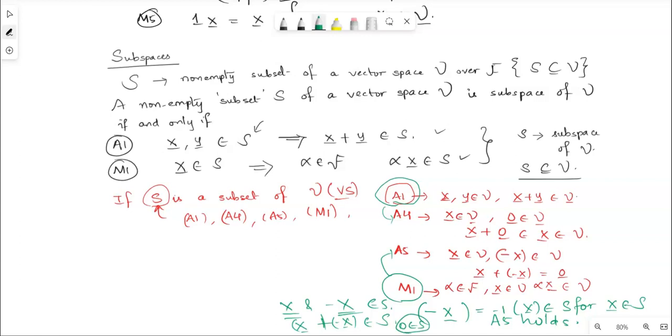So to check whether a subset of the vector space V is a subspace, we call it a subspace if and only if it satisfies these two properties, A1 and M1.